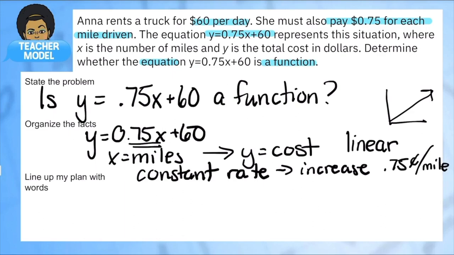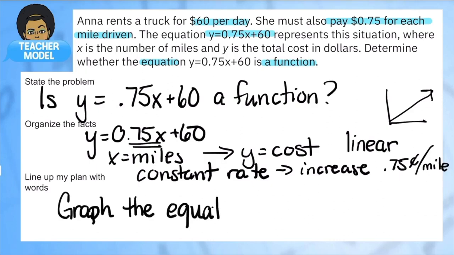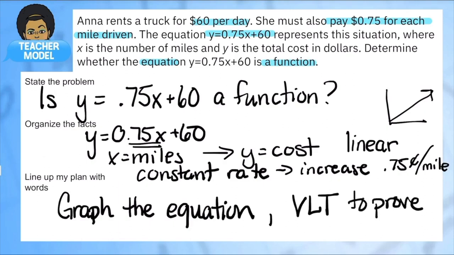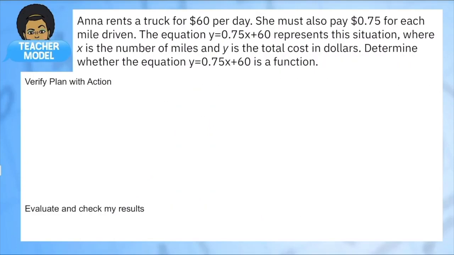So what should be my plan for this? What could be my plan is I can graph the equation, and then I can use the vertical line test to prove if it's a function. So that could be the thing I do for this one. Just take your calculator out and you can try graphing this and seeing, is it true? Is it linear? We know it will be, but we're going to use some of our facts for this. So hit pause so we can jot this down.